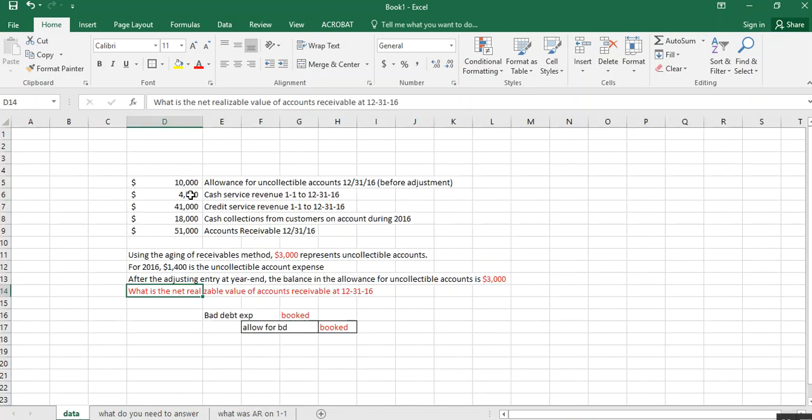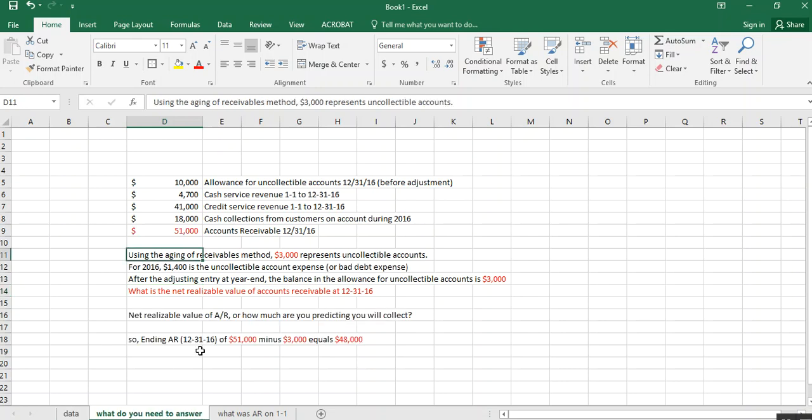So let's review. It asked us for the net realizable value of accounts receivable, which is fancy accounting talk for how much we think we'll actually get. To answer that, all we need to know is ending accounts receivable and how much we're predicting we're going to collect. Ending accounts receivable, it just tells you right here what it is. And then we subtract from that what we think we will not collect. Using the aging of receivables method, it clearly tells you here 3,000. And it even tells you there was an adjusting entry made to get it up to 3,000. 51 minus 3,000 is 48,000. And that would be the answer to the question, what is the net realizable value of accounts receivable at 12/31/16?